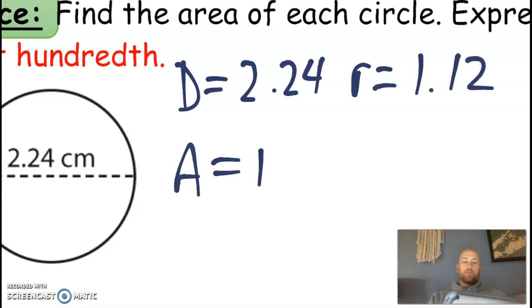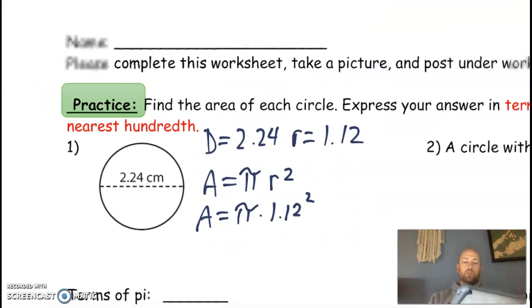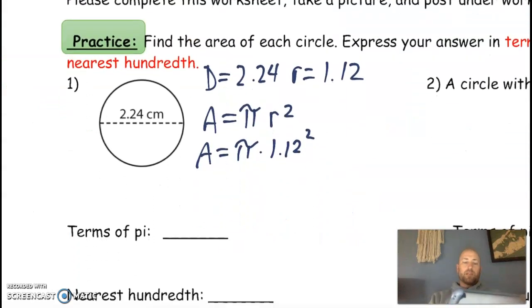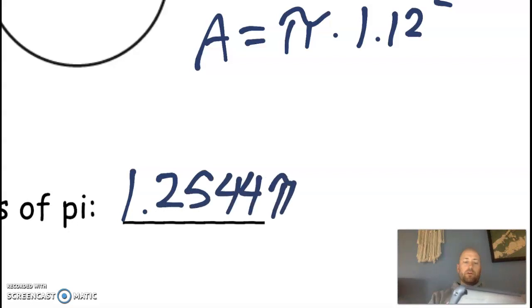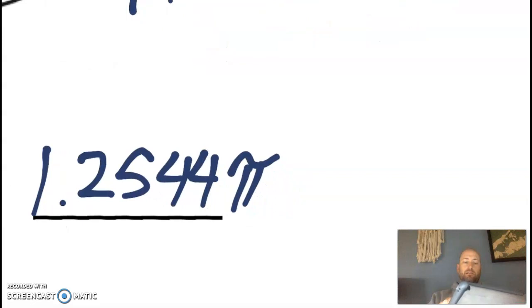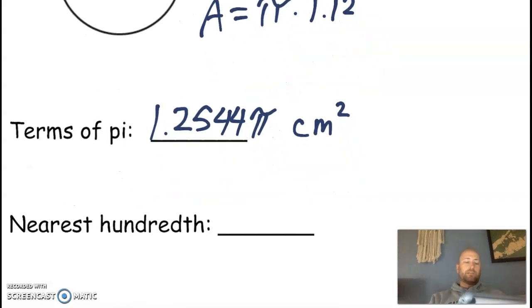I'm using that area formula. Area equals pi times the radius squared. So area is equal to pi times the radius, 1.12 squared. Remember, 1.12 squared is 1.12 times 1.12, which is equal to 1.2544 pi. And this one is centimeters squared. So 1.2544 is the radius squared times pi. That's in terms of pi. Pi is in the answer.